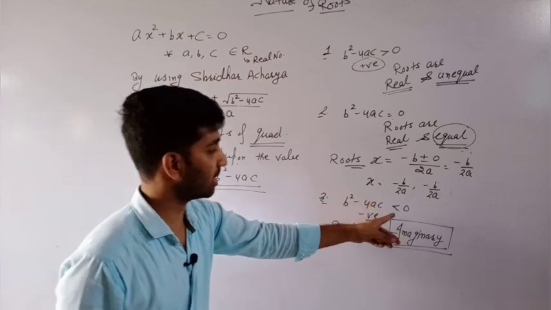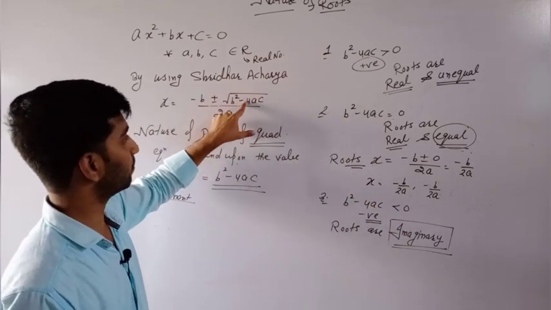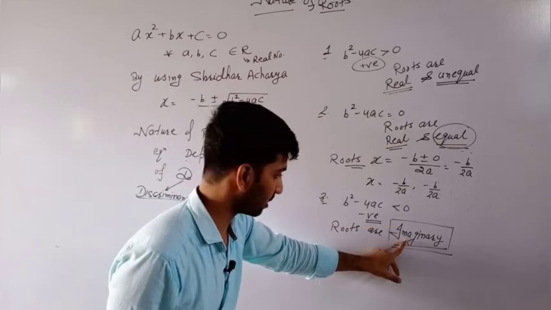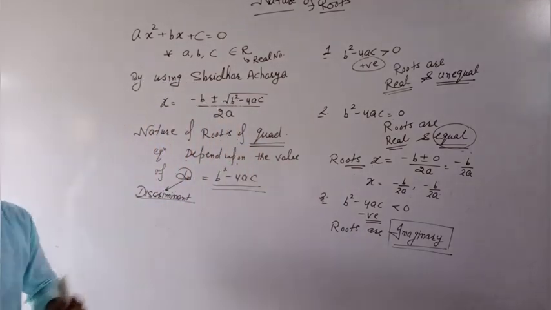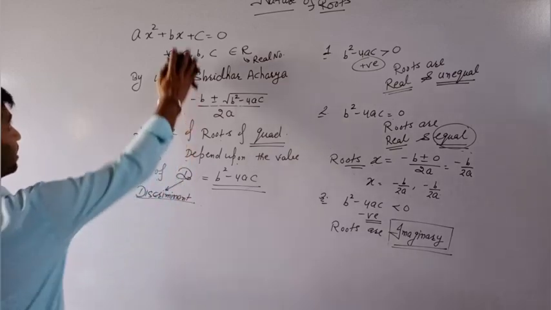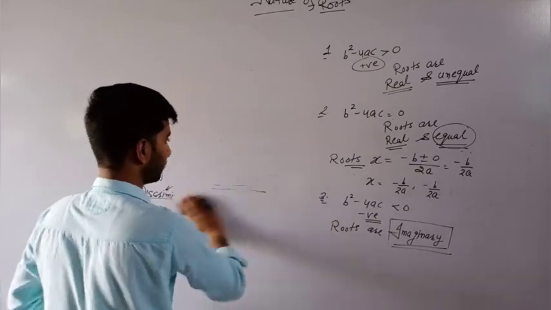If b squared minus 4ac is less than 0, meaning negative, if the quantity under the root is negative, then the roots are imaginary. And this is not in our syllabus, so we will leave it here: roots are imaginary. Write down. Now we will discuss some examples on the basis of this, and we will find the nature of roots of a quadratic equation.